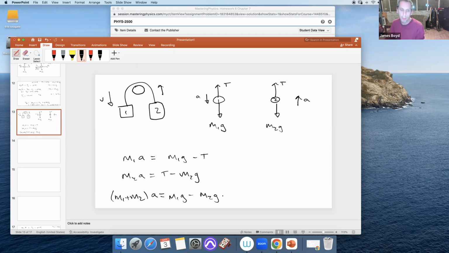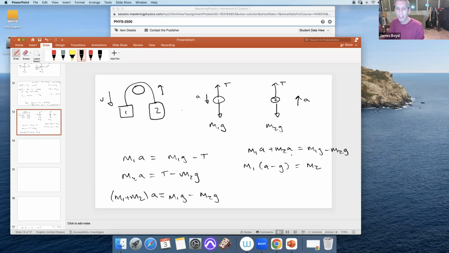If M1 is bigger than M2, then the acceleration will be positive in the direction we chose. If M2 were bigger than M1, the acceleration would be negative. We want to find mass 2, though, so let's solve this for mass 1 versus mass 2. I have M1a plus M2a equal to M1g minus M2g. Put everything with mass 1 on one side and everything with mass 2 on the other.